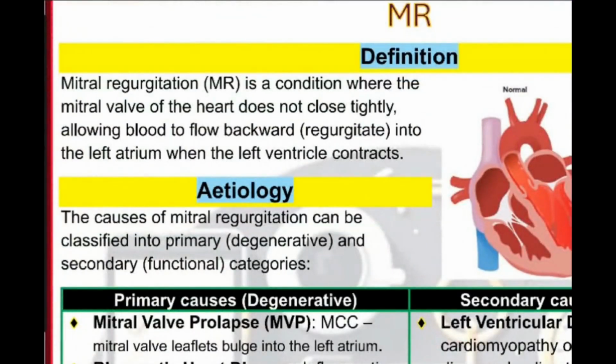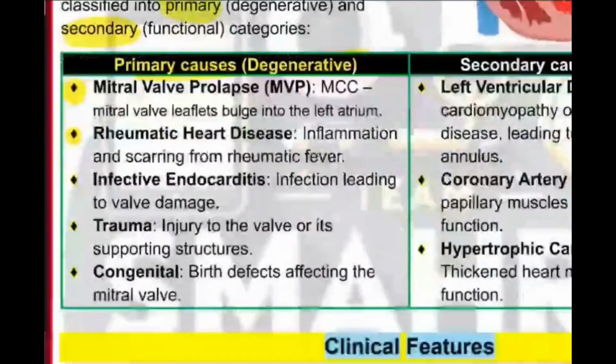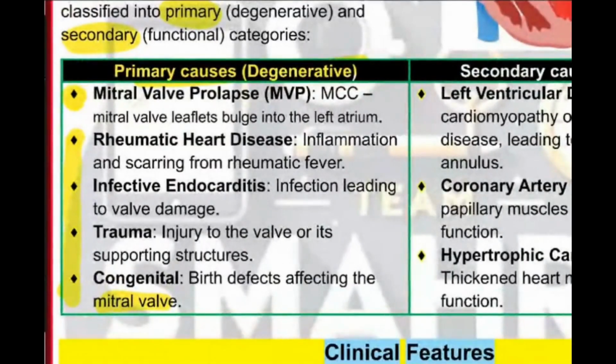MR means mitral regurgitation, because the valve is not closing properly, leading to regurgitation. Why does the valve not close properly? It can be either a primary reason or a secondary reason. Primary means there is a problem with the valve itself. Degeneration is happening in the valve. The first and most common is mitral valve prolapse, an early change. The rare causes are rheumatic heart disease, trauma, infective endocarditis, or a congenital weak valve. So the primary cause is degenerative conditions.